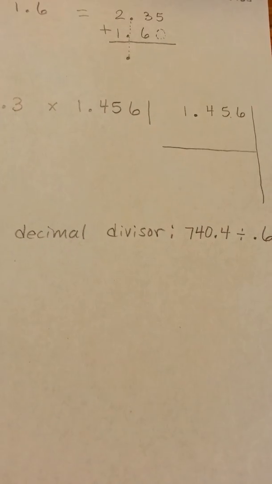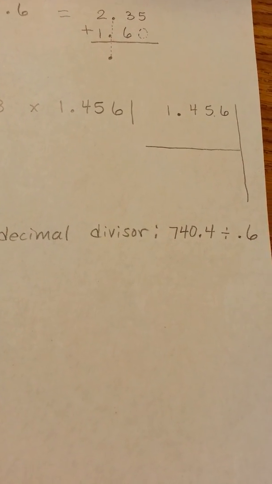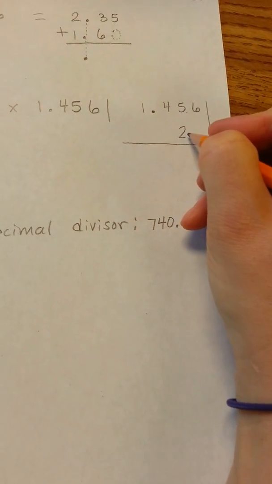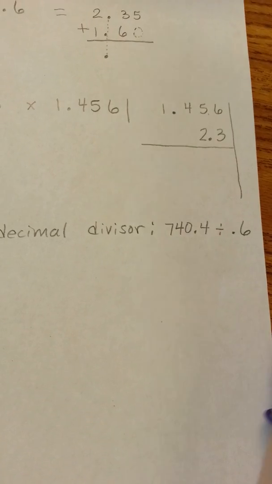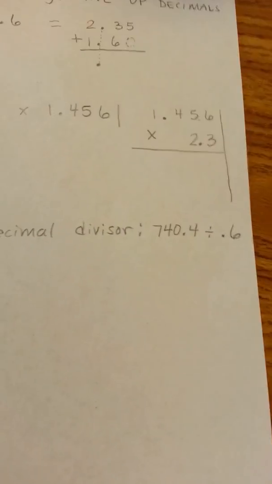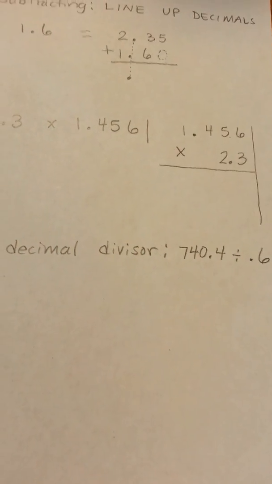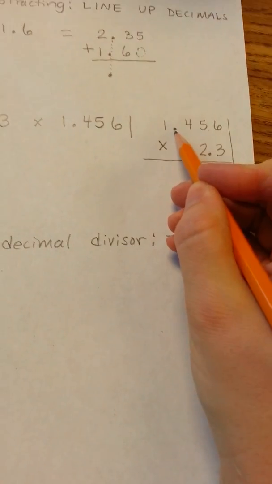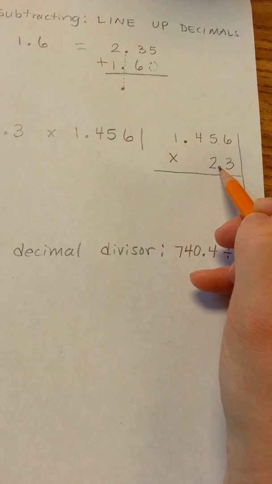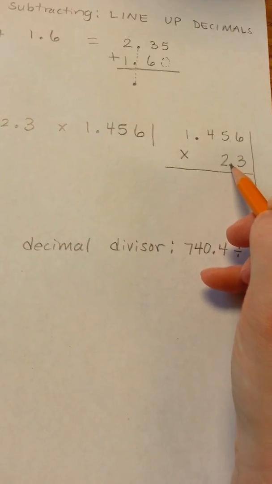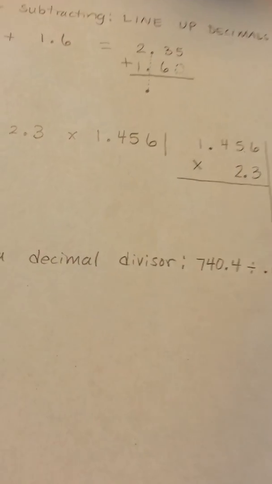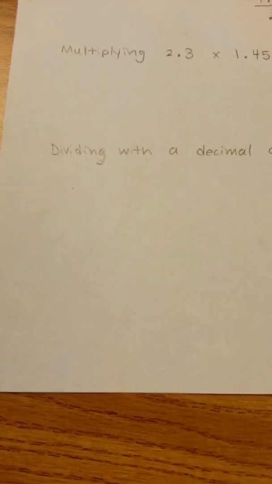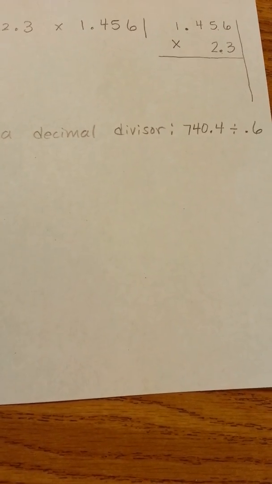1.456, will go here. And underneath, also backed up against this wall, will go my 2.3 and my multiplication sign here. This is going to help me keep my work nice and straight. As you notice, my decimals do not have to be lined up when I multiply, only when I add and subtract.